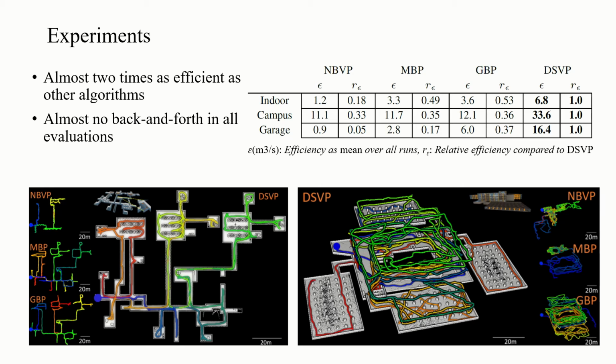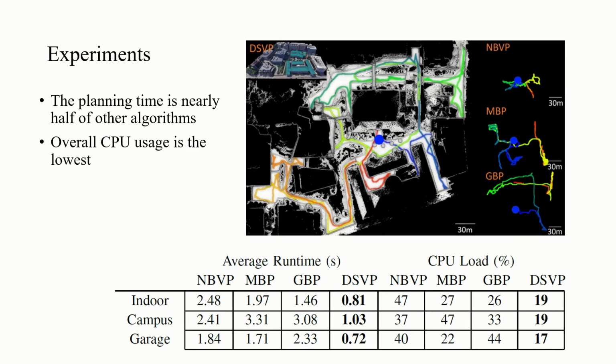From the trajectories, all the other 3 methods have a lot of back and forth behaviors, especially in the garage, a multi-level environment. The table shows the efficiency of each method. It is obvious that our method is almost 2 times as efficient as the others.